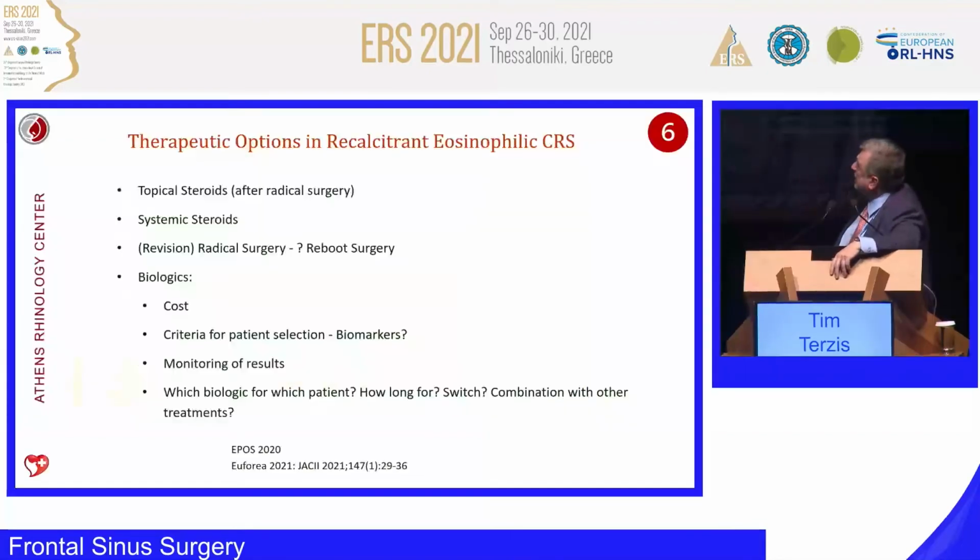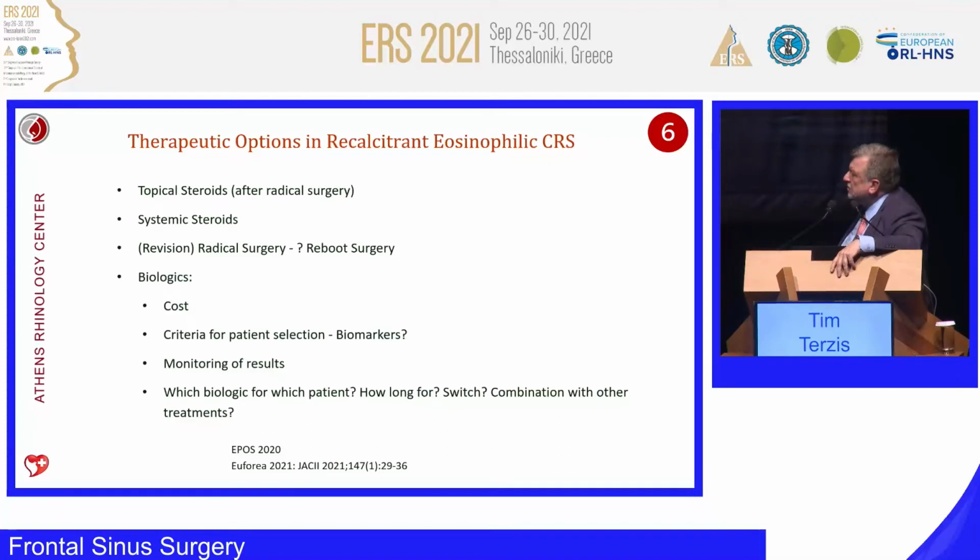but I just wanted to show that everything was full of polyps. So just a quick note on therapeutic options in recalcitrant eosinophilic CRS, which is not the subject of this table, of course. But do you think that minimal surgery has a place in the treatment of these patients? Or do you agree that radical surgery followed by topical steroids is the first step after the initial medical treatment, of course? You want to comment on that?